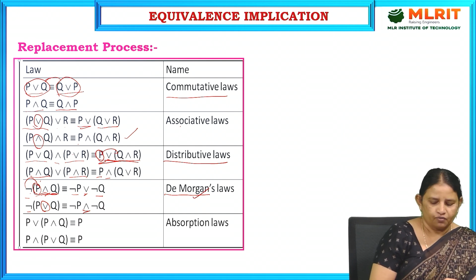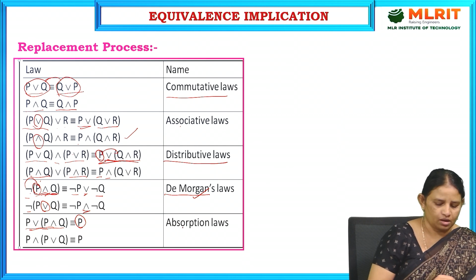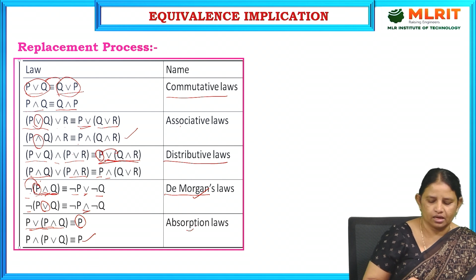After that, P or P and Q. P is common. Whatever the proposition that is common, that is equivalent to P. That is called the absorption law. Next, P and P or Q is equivalent to P. That is also the absorption law.